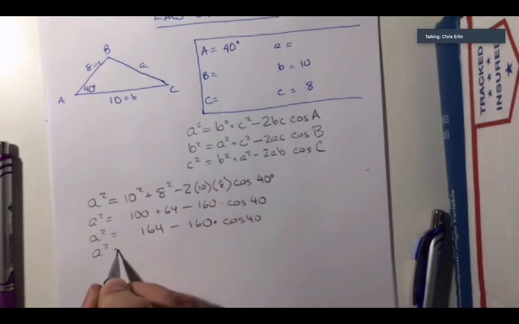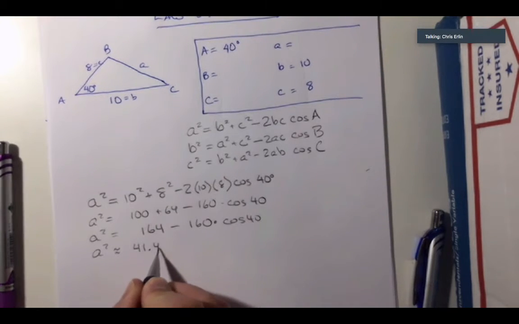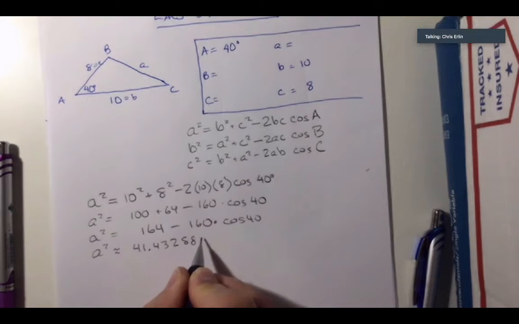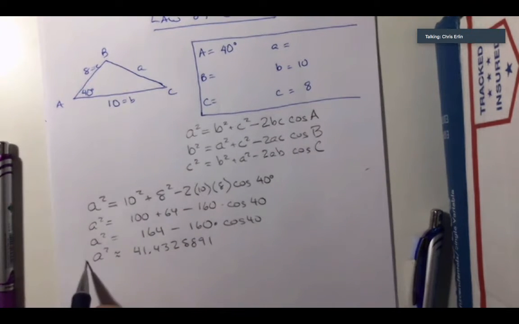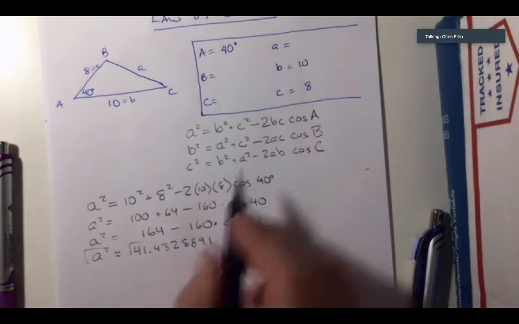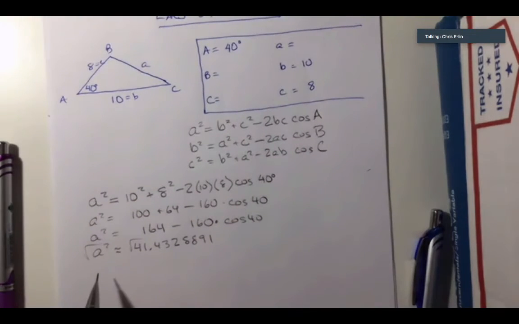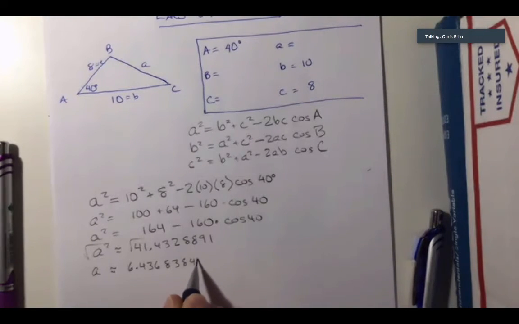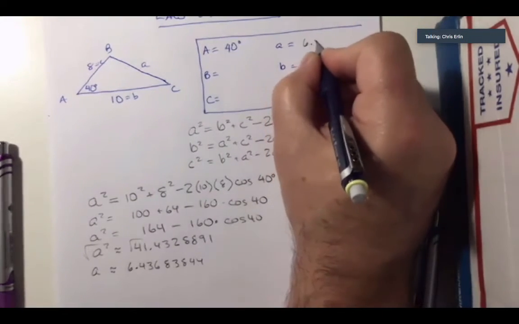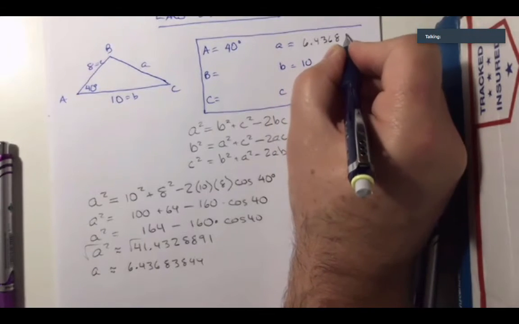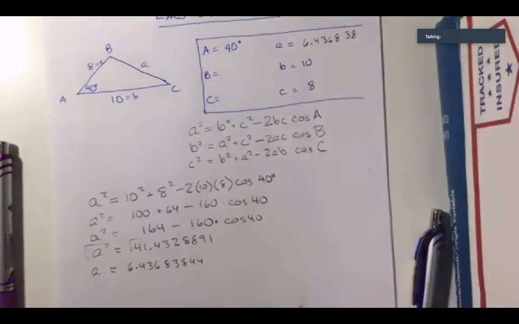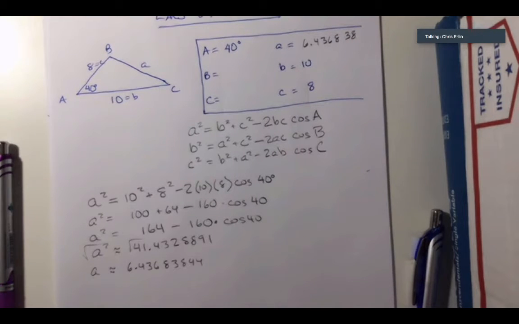And I get a squared is approximately equal to 41.43288891. So now when I square root both sides, even though I should do a plus or minus, a is the length of a side, therefore I don't need to worry about the minus. So a is approximately equal to 6.436838844. Depending on where I wanted to round that, I would present it as appropriate.